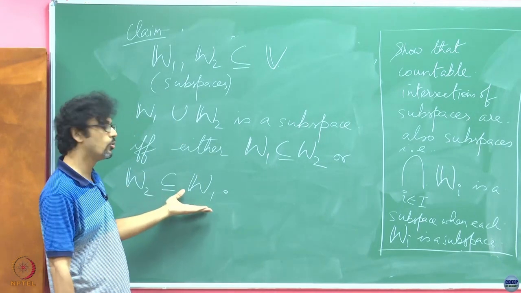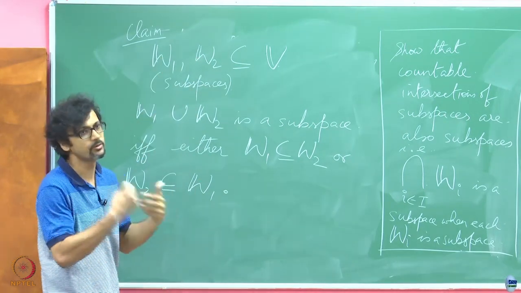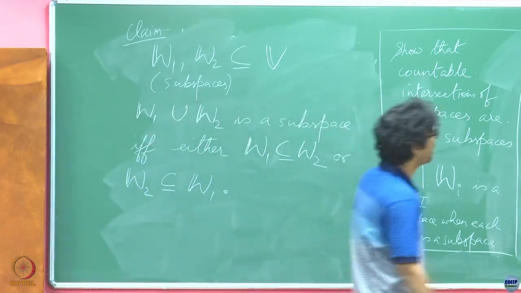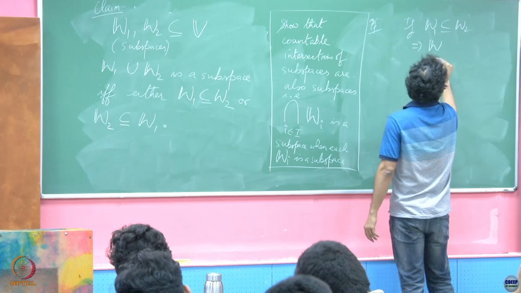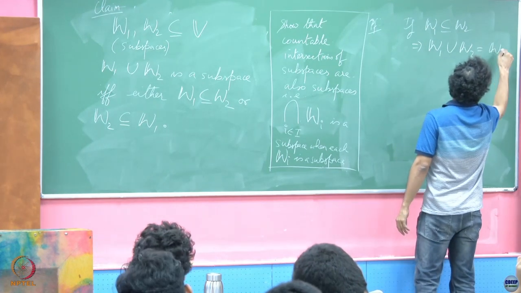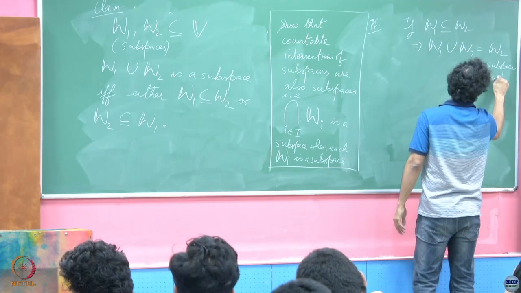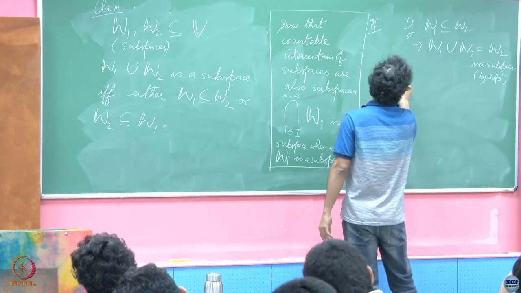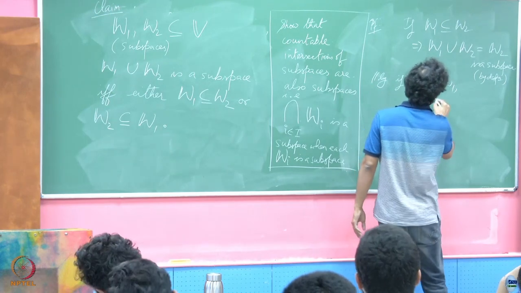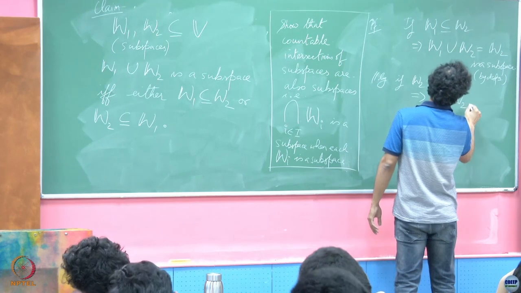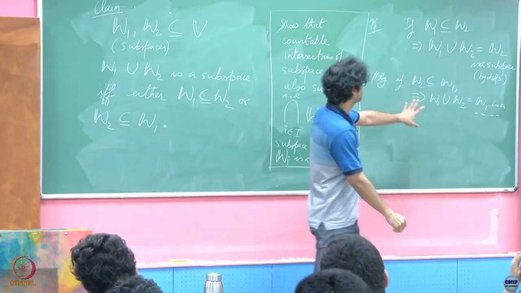Similarly, when W2 is contained in W1, the union of W1 and W2 is W1. And of course, we are saying already up front that W1 and W2 are subspaces. So then the union will obviously be a subspace, nothing fancy being said there. So one part is obvious. If W1 is contained in W2, then W1 union W2 is equal to W2, which is a subspace, again by definition. Similarly, if W2 is contained in W1, again we have W1 union W2 is equal to W1, which is a, you can fill out the gap, okay. So that part is done.